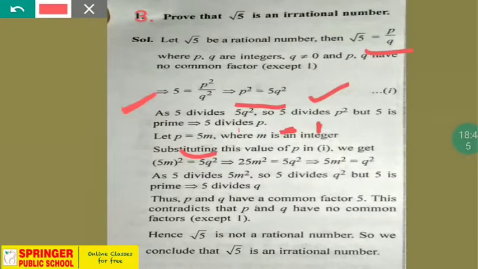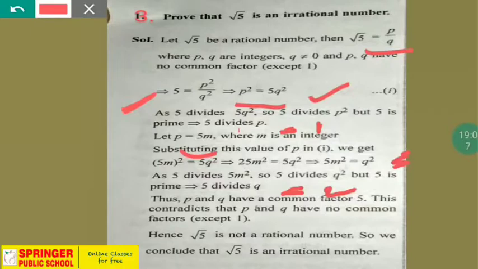Now from this point again we can understand, students, that Q square is a multiple of 5, or 5 is a factor of Q square. If 5 is a factor of Q square, then 5 is also a factor of Q. So this is my second point. In the first point we have proved that 5 is a factor of P, and in the second point we have proved 5 is a factor of Q.